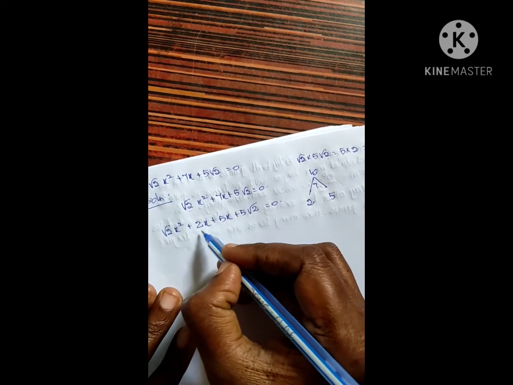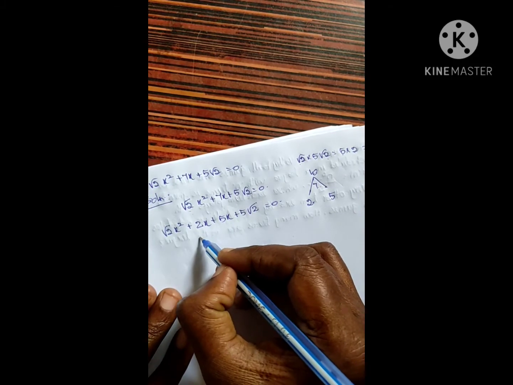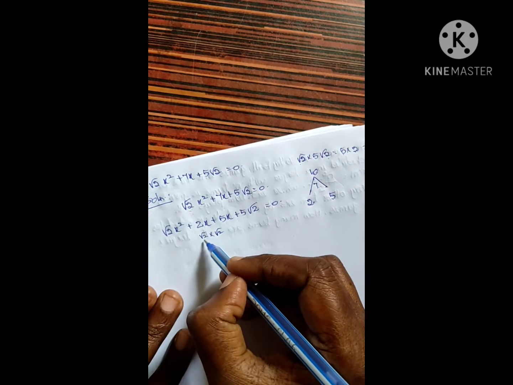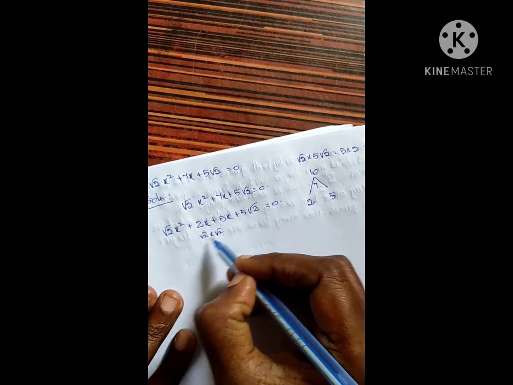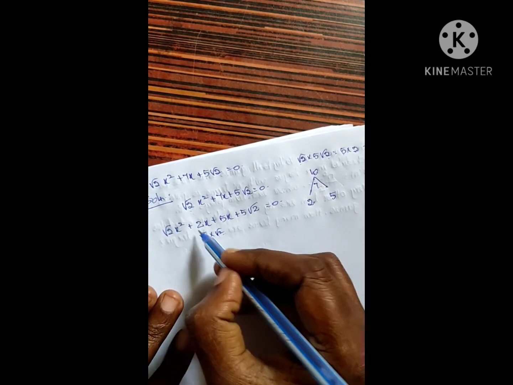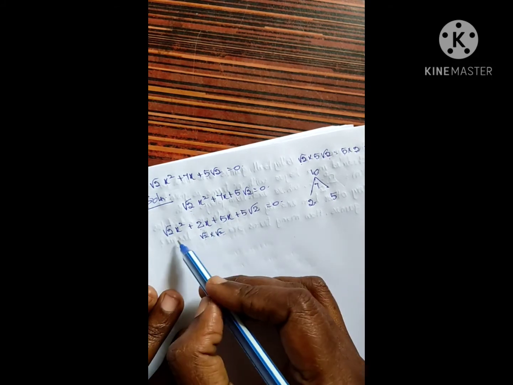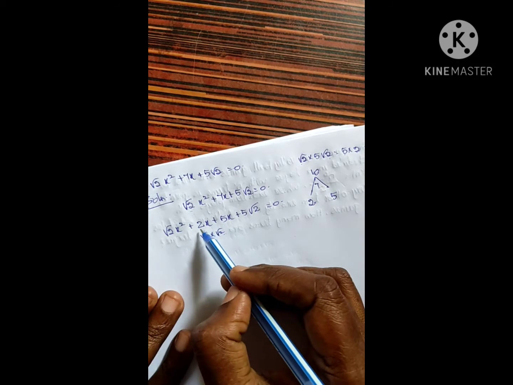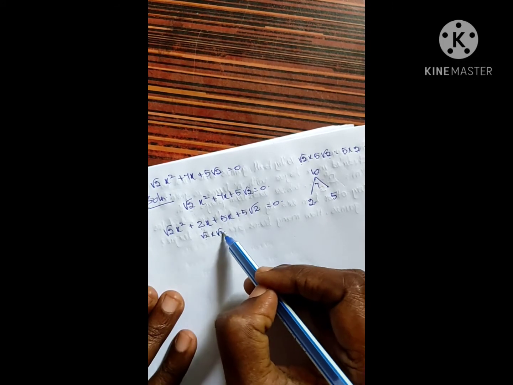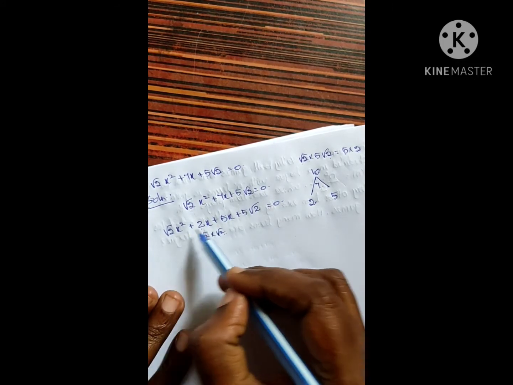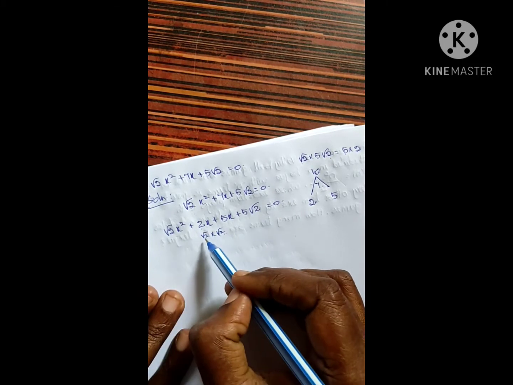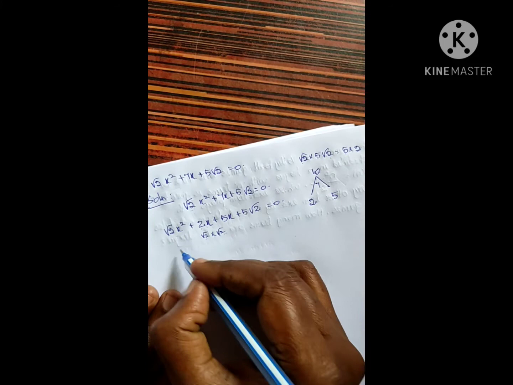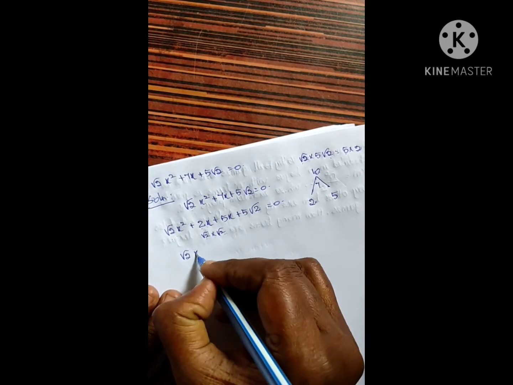So listen, we write this 2 as √2 into √2. Root 2 into root 2 means (√2)², that is 2 only. Now from the first two terms, see here this is √2x² and this is 2x, that is √2 into √2x. So from the first two terms we will take √2x commonly outside.